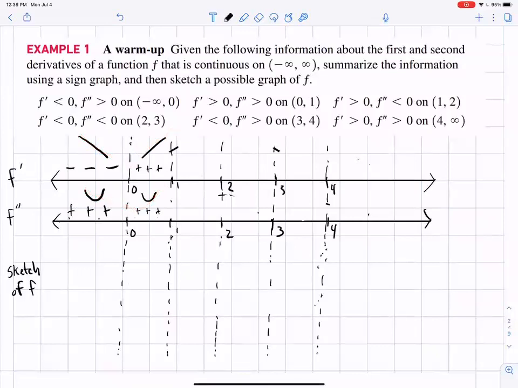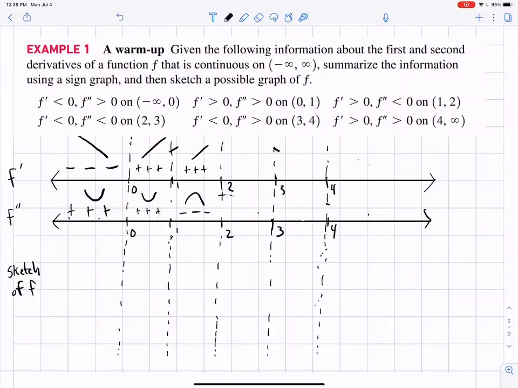The next interval, 1, 2, the first derivative is positive. And now the concavity is negative. So still going up, and now it's concave down. And so we switched concavity. So this must be kind of an inflection point, right? It's probably going to look something like that.